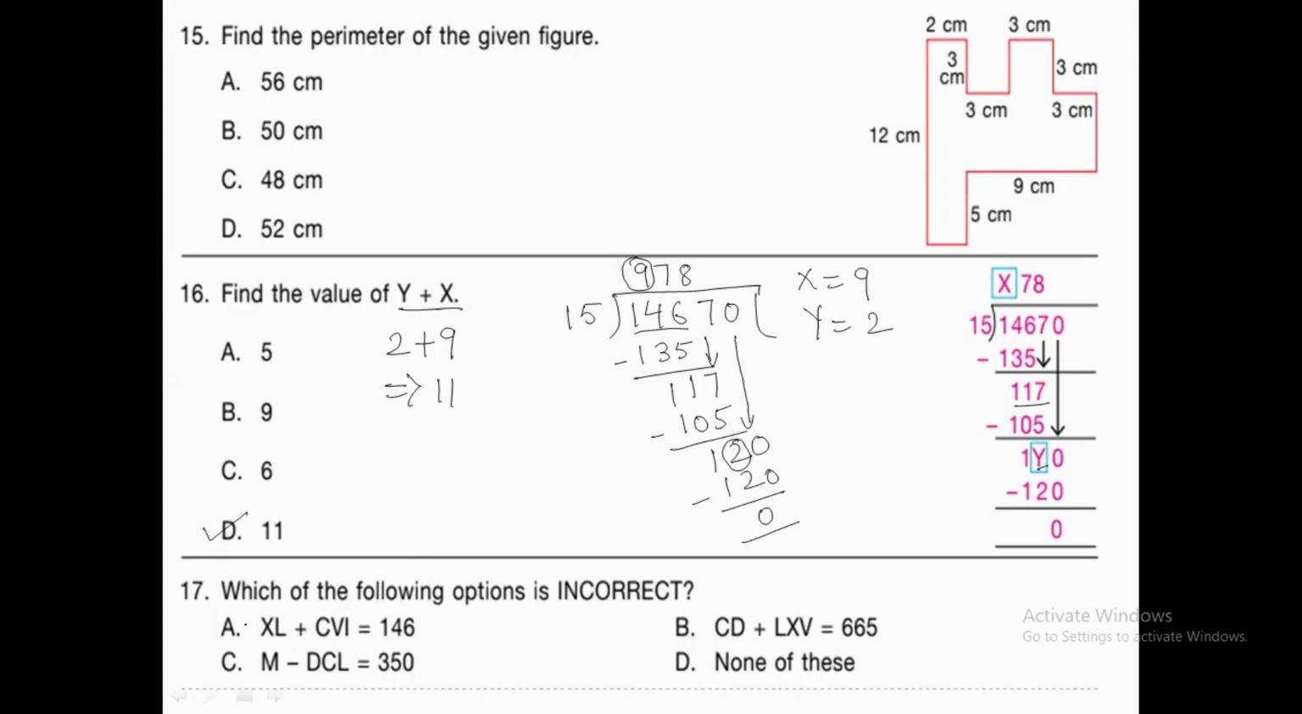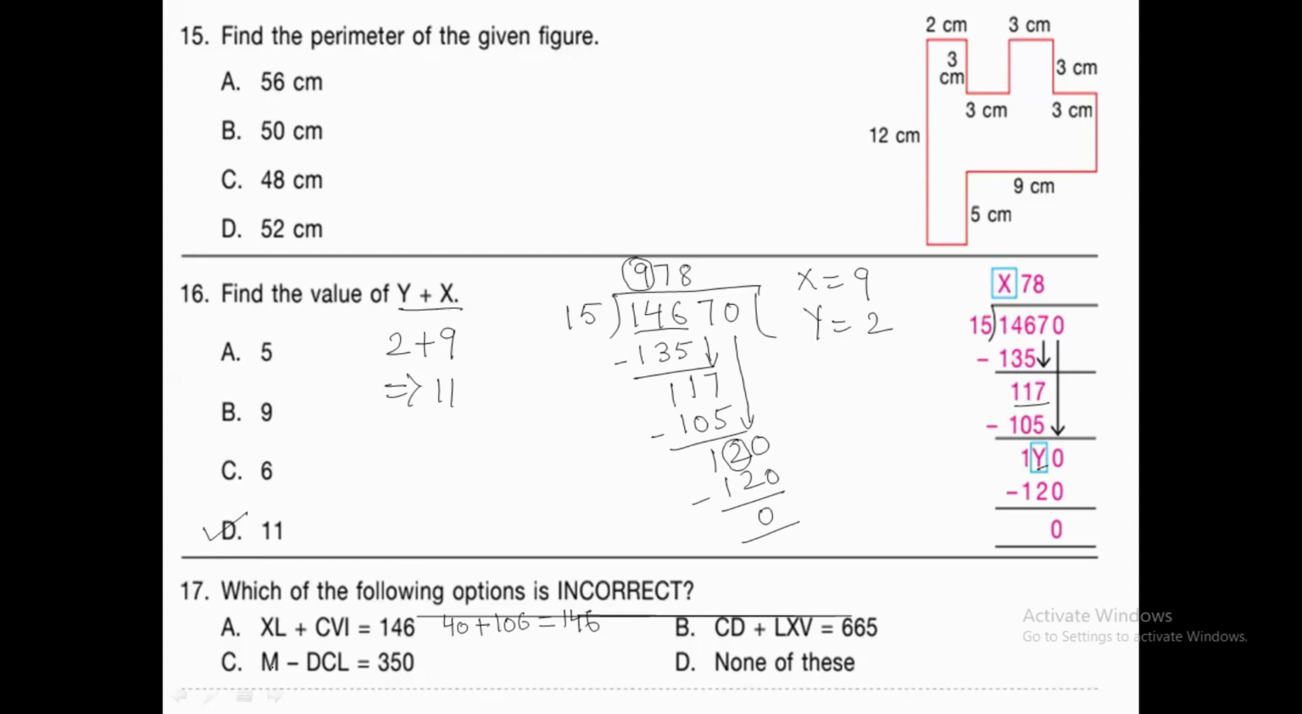Okay, and when we are subtracting X from L, what are we getting? So L represents 50, 50 minus 10 is 40, so that is 40 plus, what is the meaning of CVI? So C means 100 and VI means 6. So 100 plus 6 is 106. Okay, and when we are adding them, we will get 146. So yes, this is correct. And in the question, we need to find which option is incorrect.